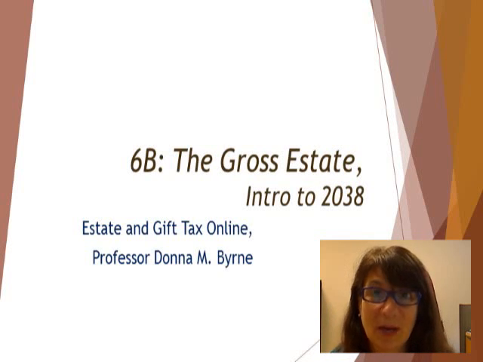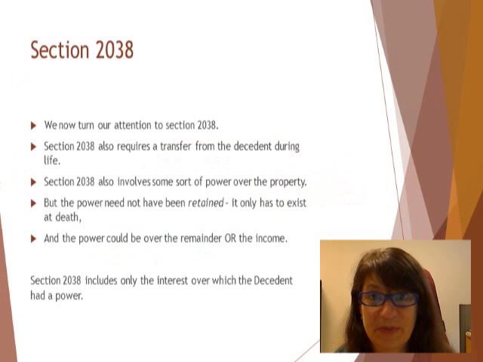We have been talking about the gross estate. We've just finished talking about Section 2036, and now we're moving on to Section 2038. Section 2038 is like 2036 in that it also requires a transfer from the decedent during life, and it also involves some sort of power over the property. Here's the difference. 2038 doesn't require that the power was retained. It only has to be exercisable at death. And in this case, the power could be over the remainder or over the income.